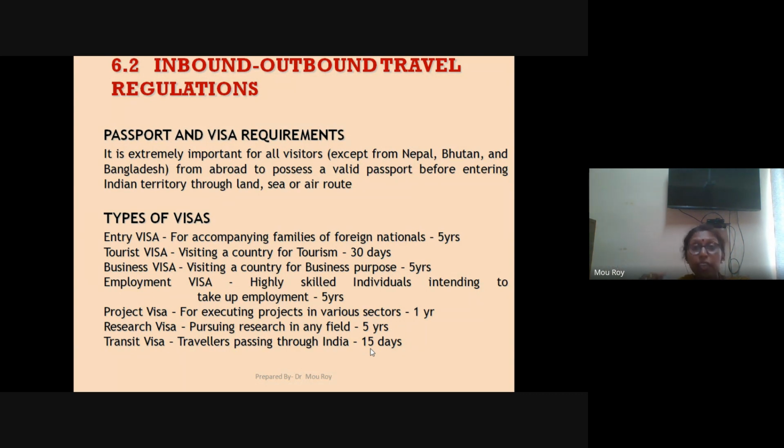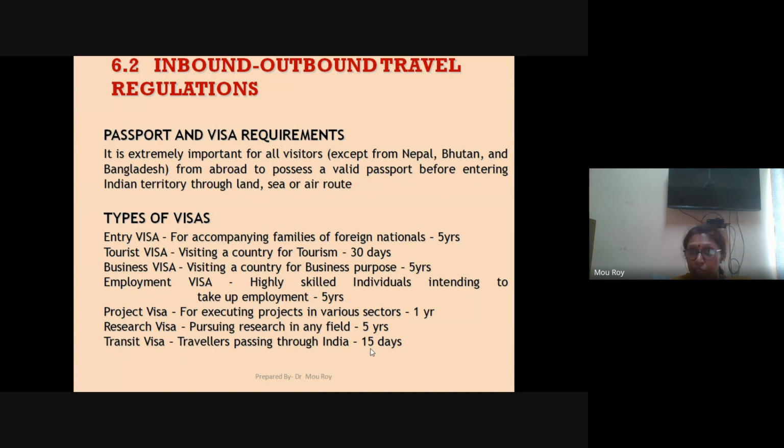Similarly, as I told you, there are different laws. If you want to open a bar, you need to have the license for that. Even with hotels, a hotel may have all the star category facilities, at par with any 3-star or 4-star property, but they still don't have the proper permission.